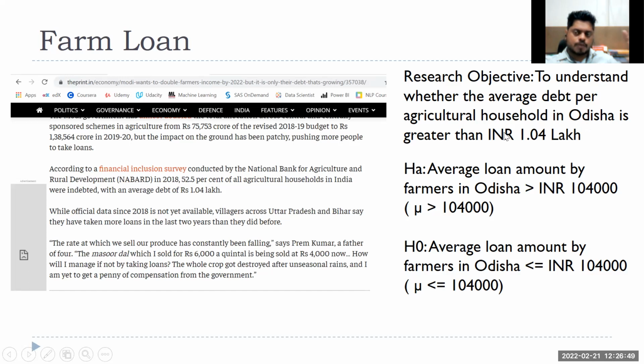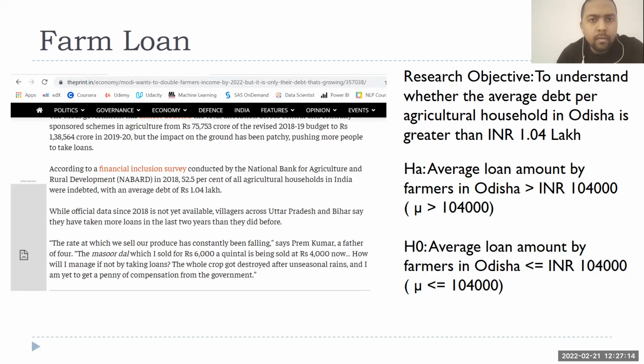If that is what I want to understand, my alternative hypothesis will be: average loan amount by farmers in Odisha equal to 1,04,000. Opposite of that will be not equal to, right? Average loan amount by farmers in Odisha not equal to 1,04,000. So when you talk about not equal to, what does it mean? If I say that A is not equal to 10, that means A can be less than 10 also, A can be greater than 10 also. But in the hypothesis, you cannot write that it can be greater than or smaller than this, right? You have to write that it is not equal to that number. It's not equal to 1,04,000.